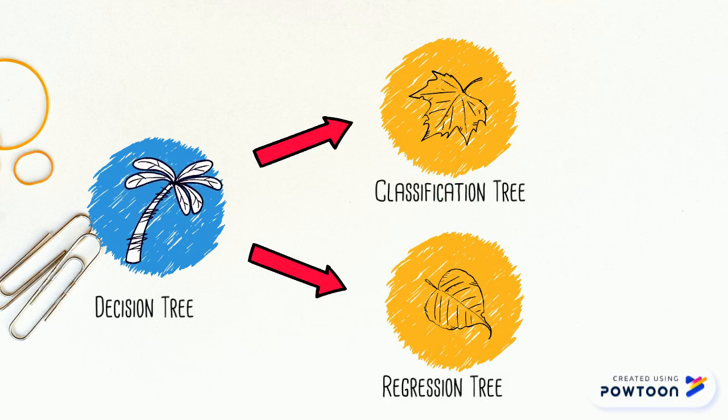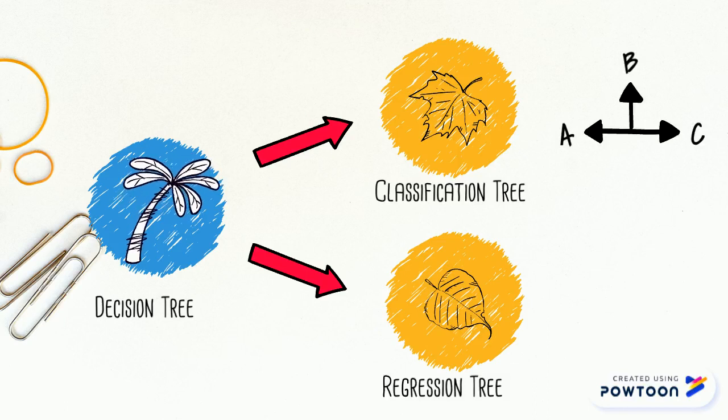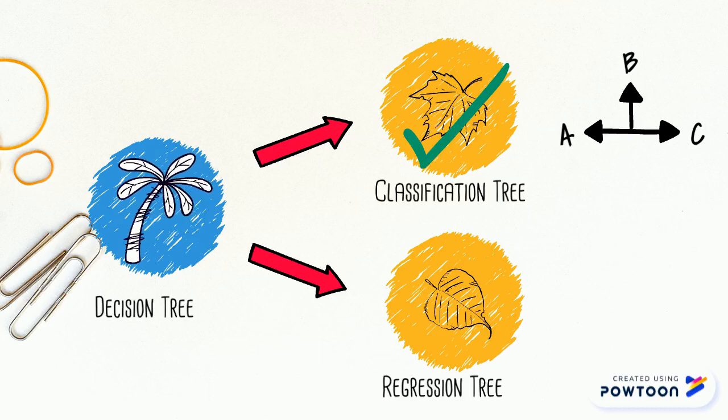In classification trees, the output is categorical. It means that input data points are assigned to a limited number of categories or segments. This is exactly what we need. In regression trees, output is continuous, so it's not relevant for segmentation problem.